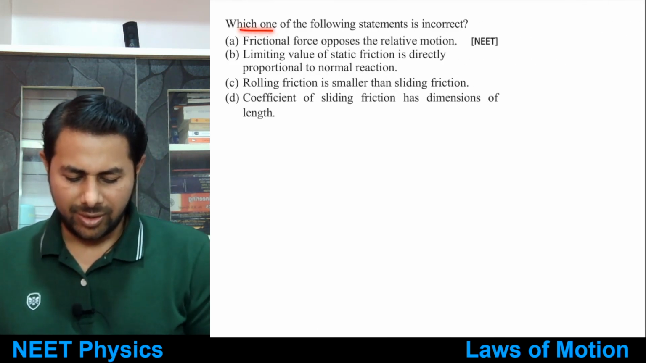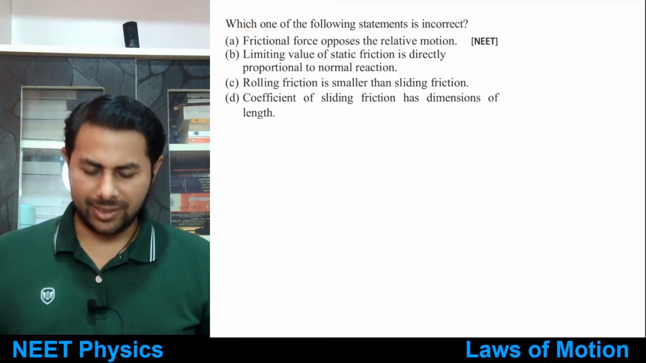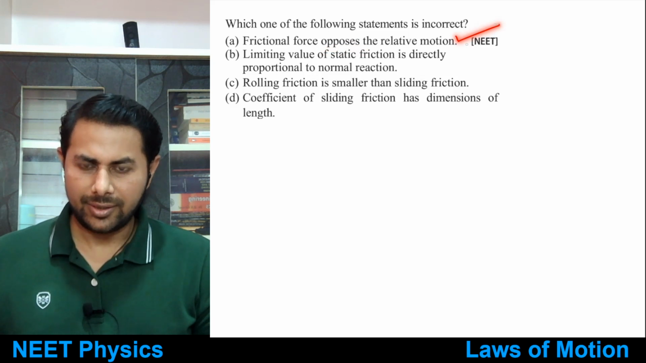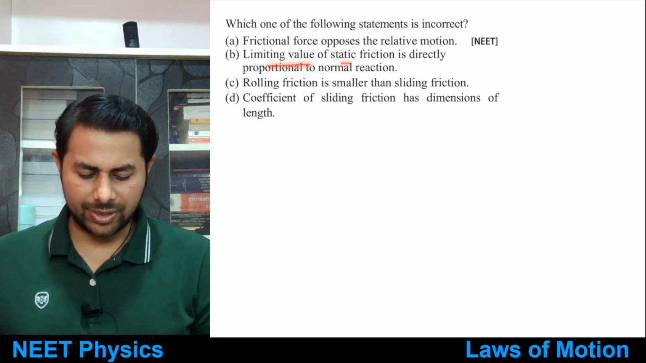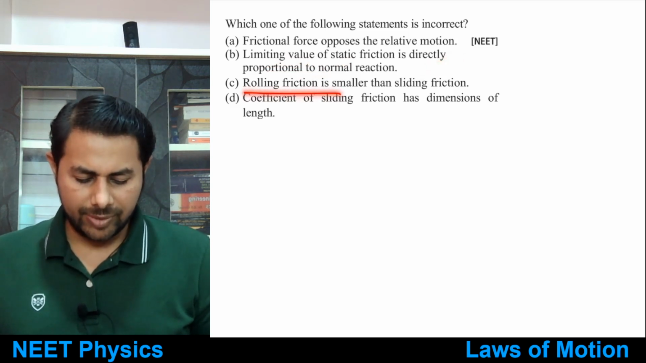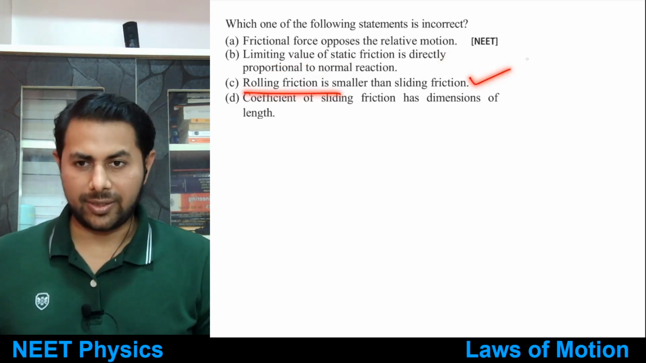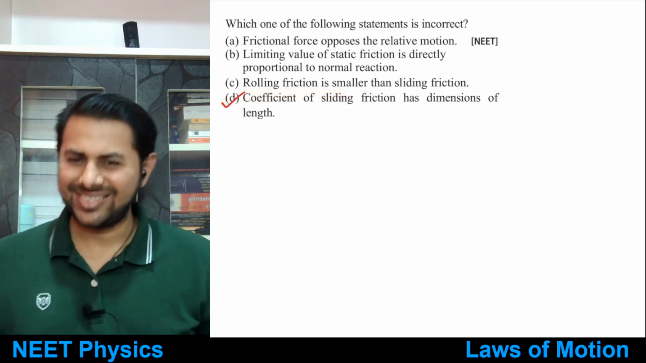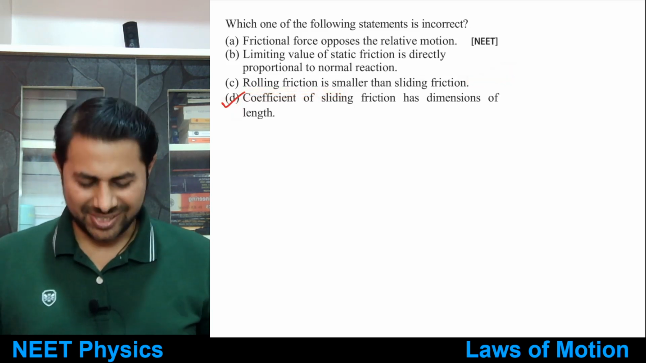Which one of the following statements is incorrect? Frictional force opposes relative motion. Is this correct or incorrect? Correct, right? Limiting value of static friction is directly proportional to normal reaction. Correct. Rolling friction is smaller than sliding friction. Correct. That means we don't need to check the last one, so this is the answer. This is incorrect. But let's just read it.